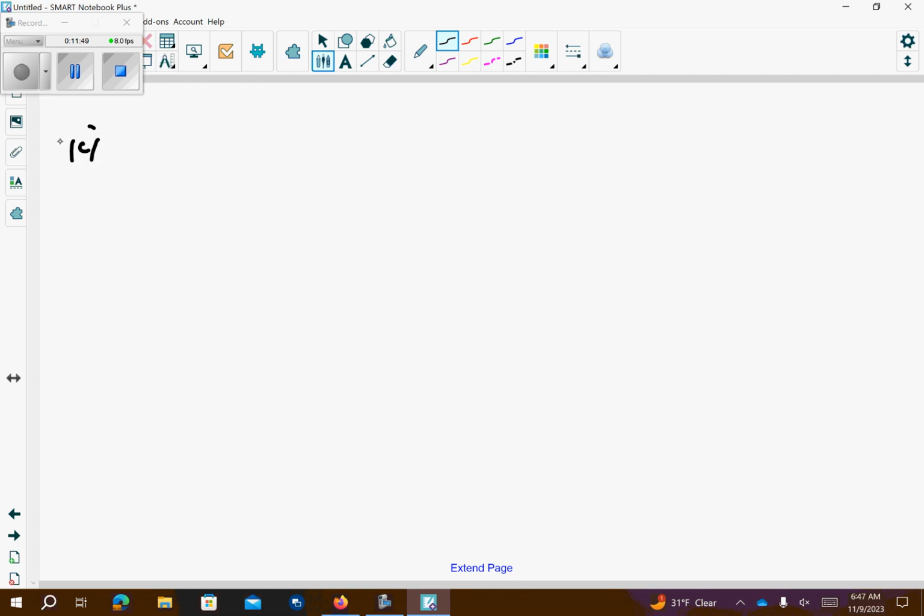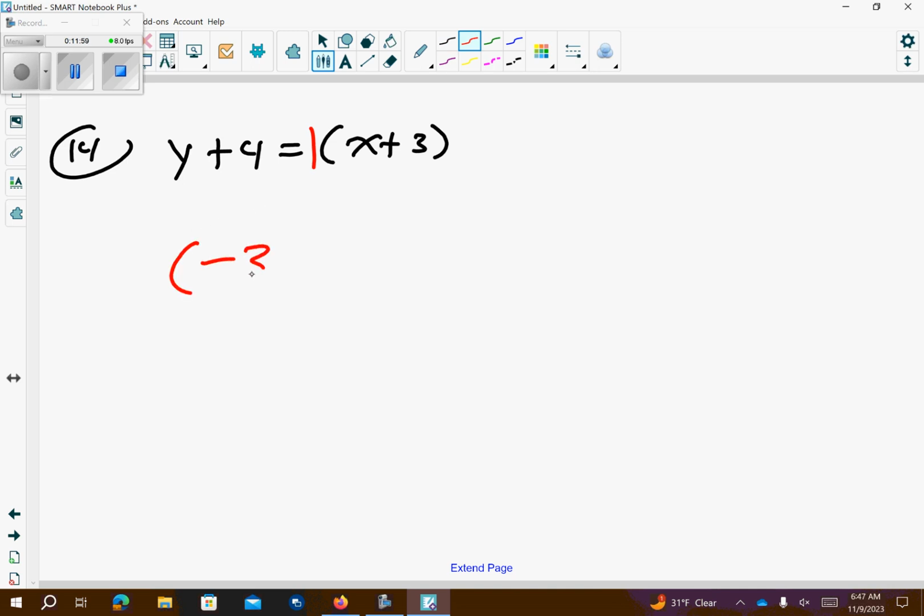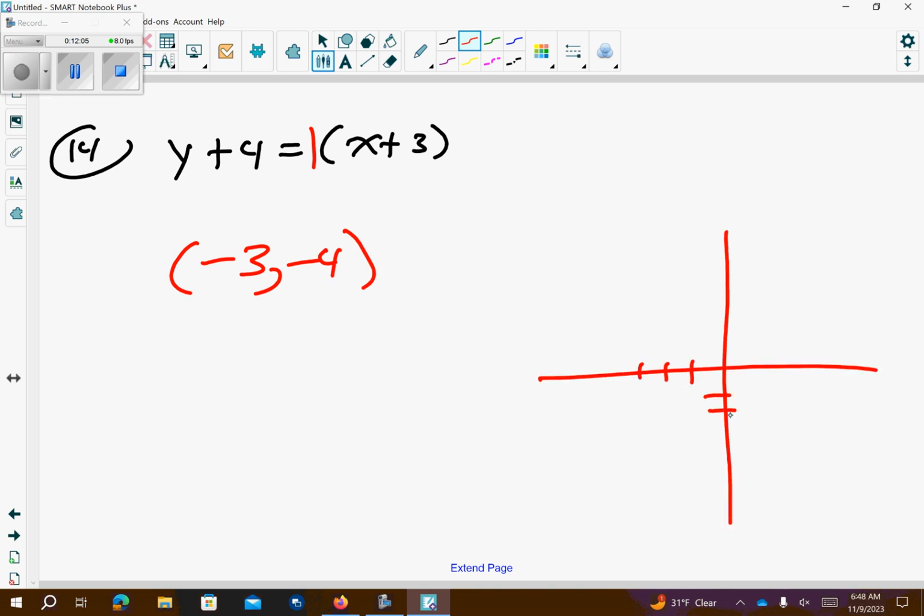Number 14, y plus 4 equals x plus 3. Things to notice, there's a 1 out front there, and my point is going to be opposite of +3, opposite of +4. It's going to be down here. And then we have a slope of 1/1 because of that. So I'm going to go up 1, right 1.